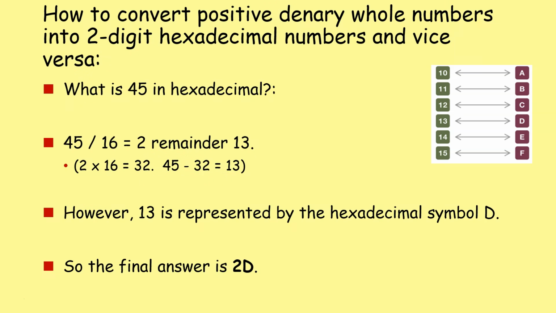So let's start with 45. How do we convert 45 into hexadecimal? Well, we do a division. We divide it by 16, and we get a whole number and a remainder. So 45 divided by 16 is 2 remainder 13. 16 goes into 45 twice, with 13 left over. So with our answer 2 remainder 13, the 2 stays the same in hexadecimal because 0 to 9 digits are the same. The 13, however, has to change into a D because that's how it's represented in hexadecimal. So our final answer is 2D.